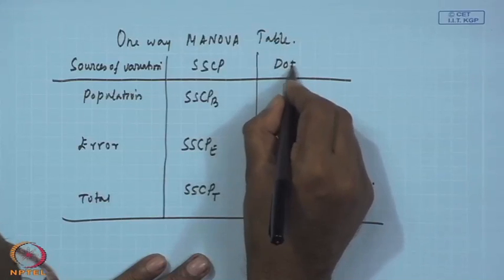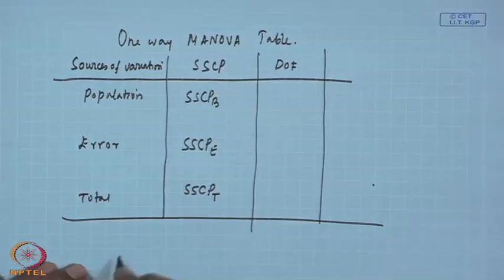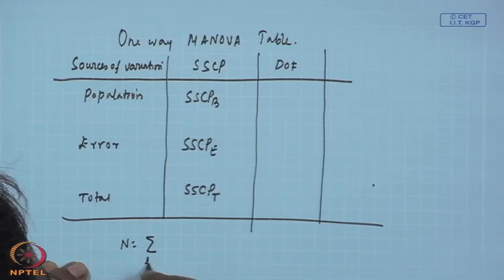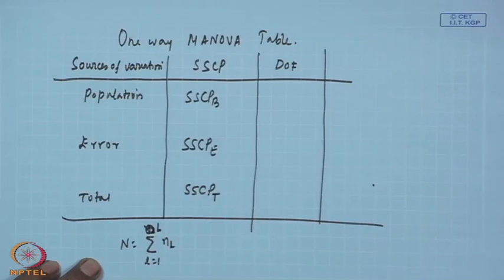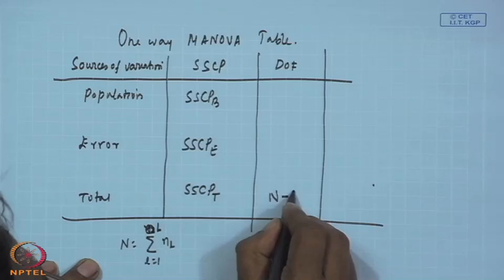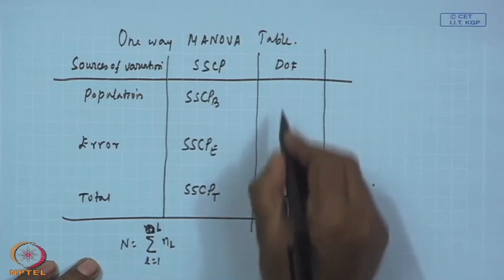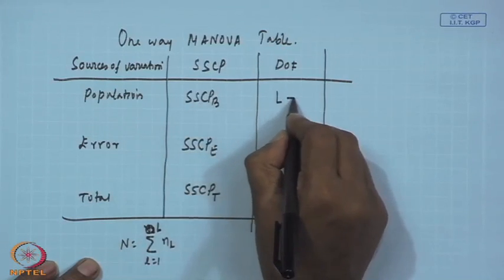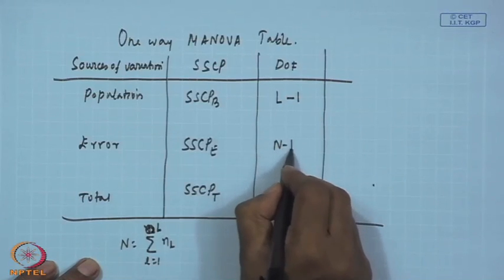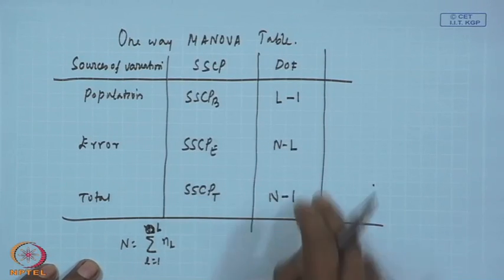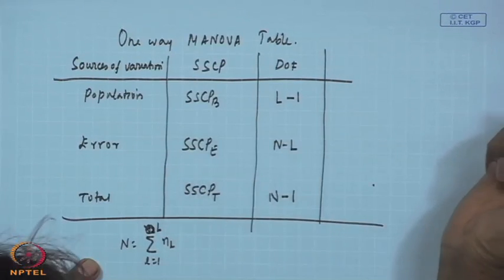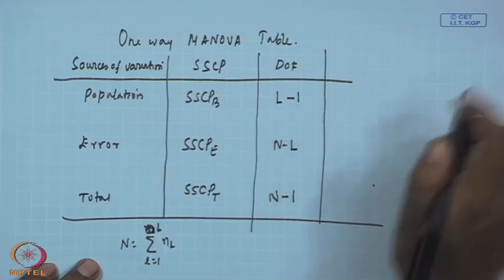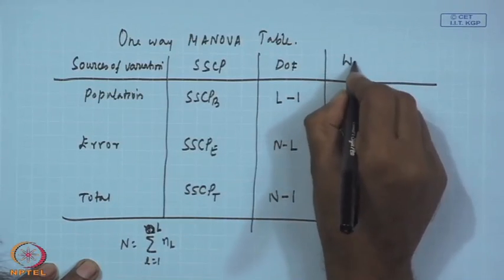Then you write the degrees of freedom, and I told you that n is the sum total of n_l, l equal to 1 to capital L. In that case our degree of freedom for total will be n minus 1, for SSCP between it is L minus 1, and for error this will be n minus L. Then in ANOVA you found the mean squares, between mean square, error mean square, all those things. Here we will not use that; we will create a quantity called Wilks lambda.